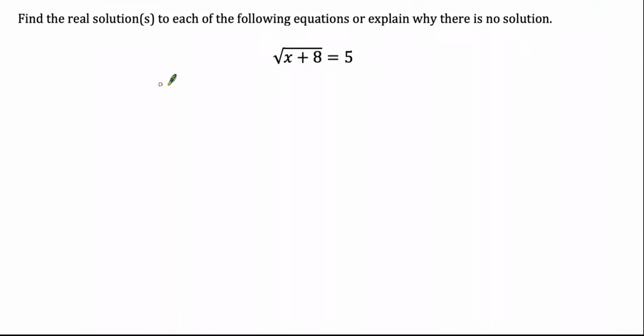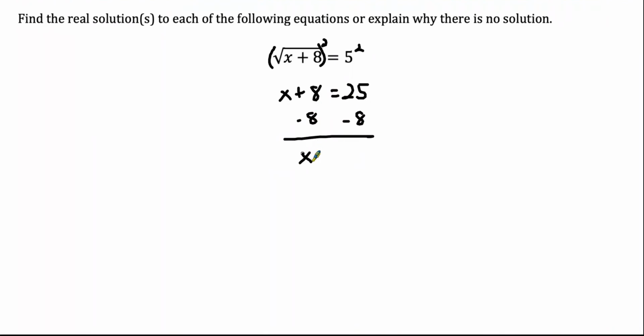On number 12, the square root is already by itself, so all I have to do is square both sides. We will get x plus 8 by itself equals 5 squared is 25. Subtract the 8 over, and we get x equals 17.